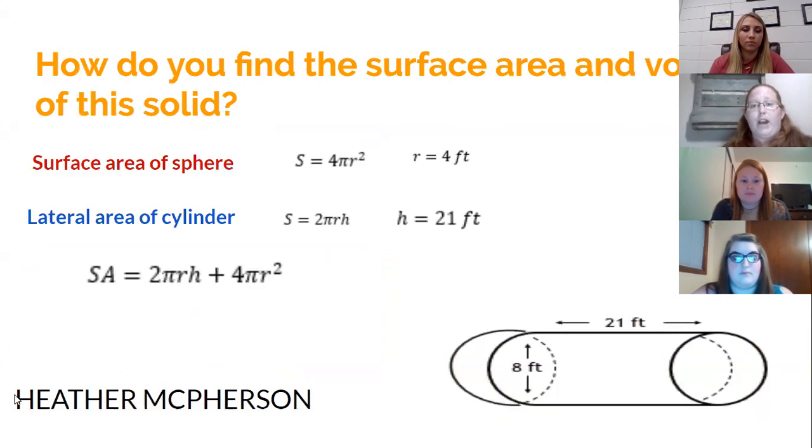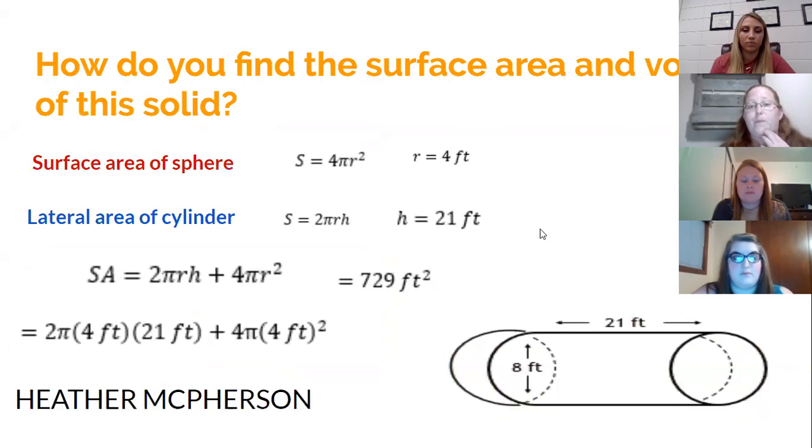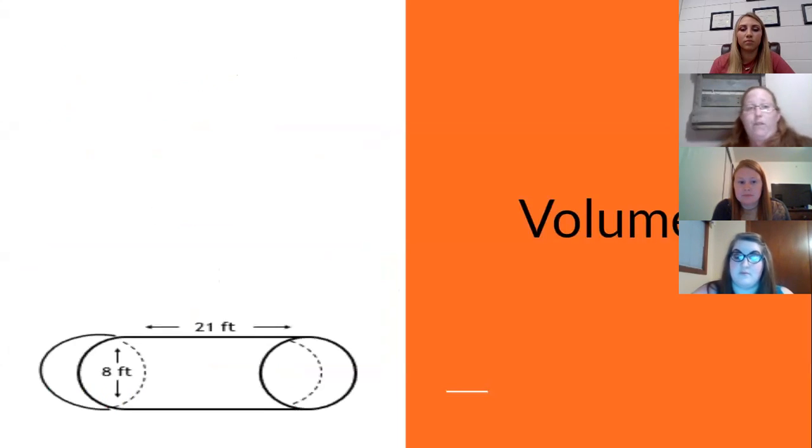And then your height is going to be the 21 feet. So you'll plug that into the equation, and you'll have 2 pi times 4 feet times 21 feet plus 4 pi times 4 feet squared. Again, make sure that you don't just leave it as feet. You have to square it, so it's going to equal 729 feet squared for your surface area. That's not the only thing we want to find out. We also want to find the volume.